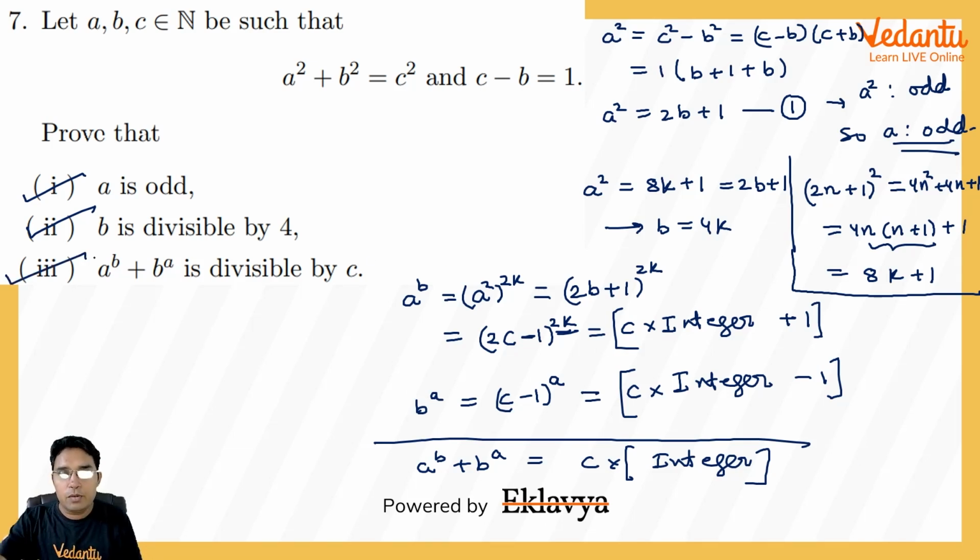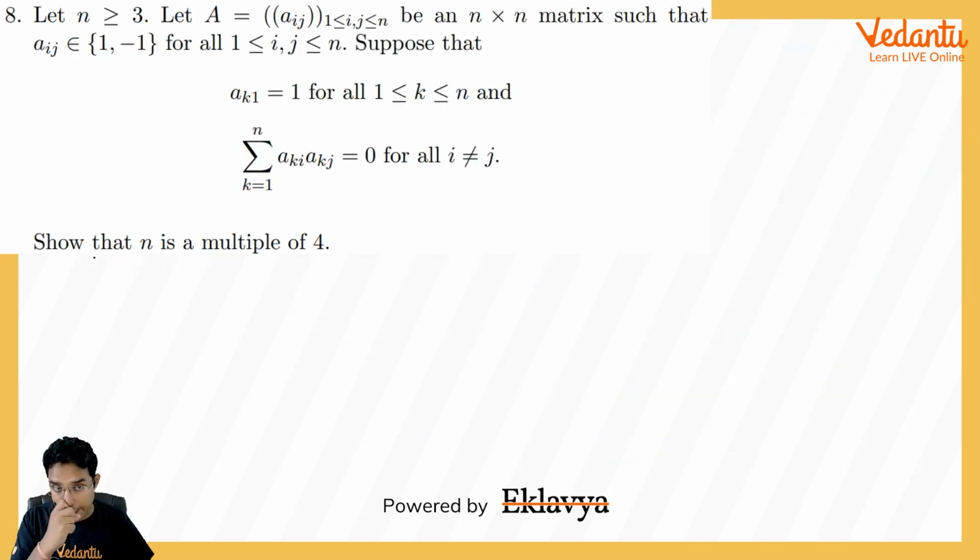Okay. Now coming to the last question of this paper, that is question number 8. It says, let n be greater than or equal to 3, A equal to (aij), i, j between 1 and n, be an n into n matrix such that aij belongs to {1, -1} for all i, j between 1 to n. Suppose that ak1 is equal to 1 for all k between 1 to n, and the sum over k from 1 to n of aki into akj is equal to 0 for all i not equal to j. We have to prove that n is a multiple of 4.